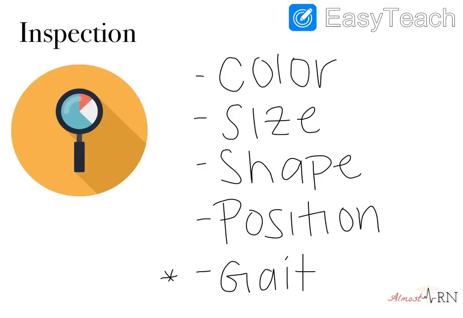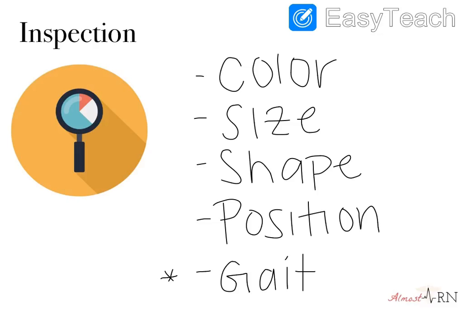So inspection, we're going to start out with that. Usually inspection generally is the first thing that you do across the board. You kind of want to see what's going on before you get hands-on. So for inspection, we're going to look at the skin color. If you're doing a skin assessment, let's look at the color of the moles. But overall, you're going to look at the color, the size, the shape, and the positioning.